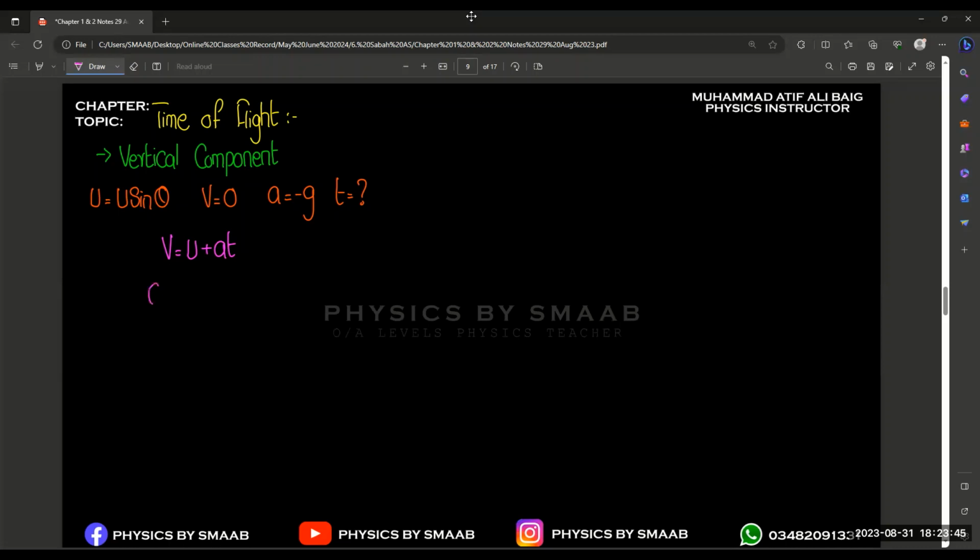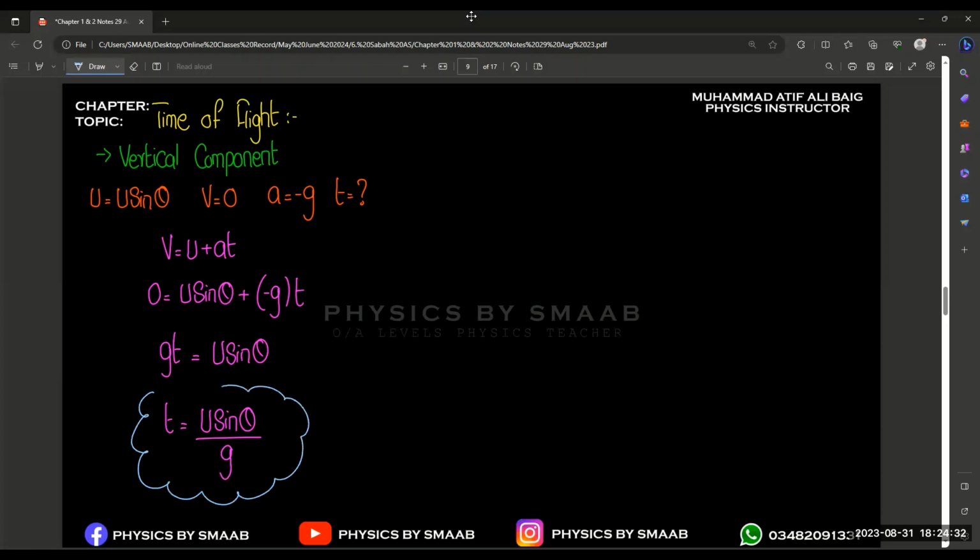So you will get 0 equals u sine theta plus minus g into t. And this minus gt will be shifted to the left hand side, so it will be positive, right? And finally, you will get your value t equals u sine theta over g. But this is only for the upward direction, right? This is only for the upward motion.